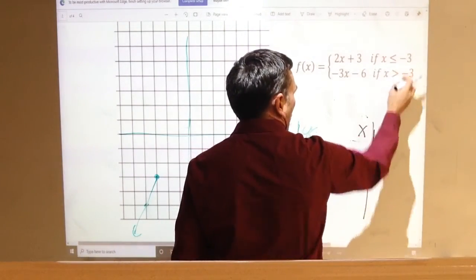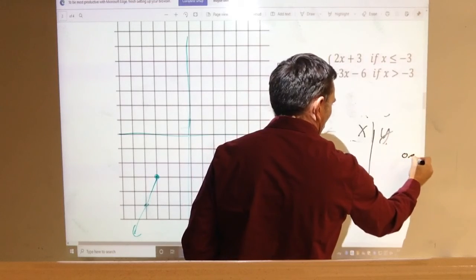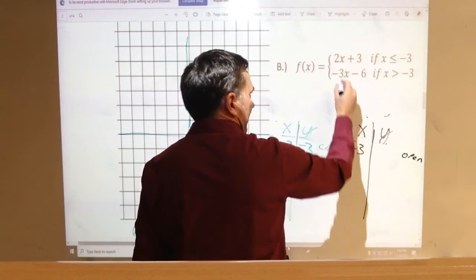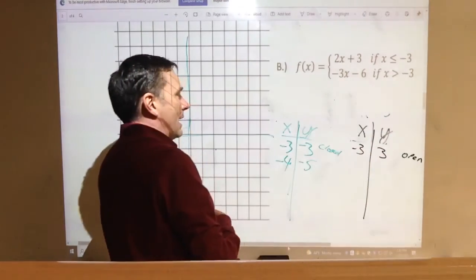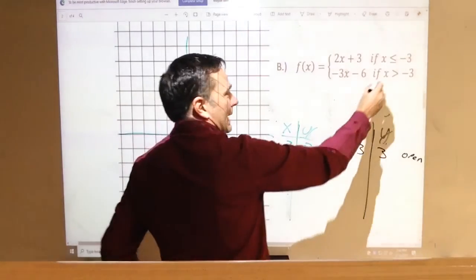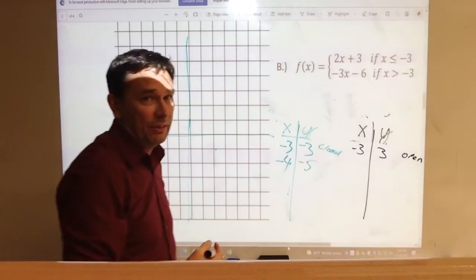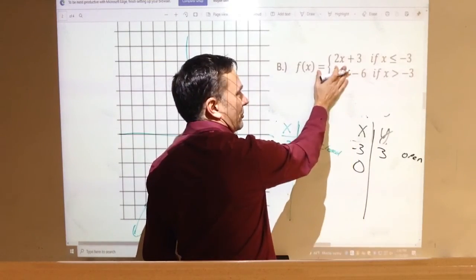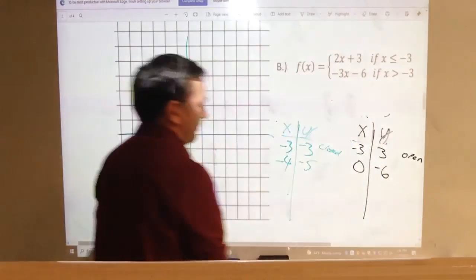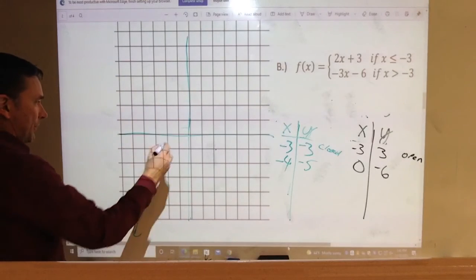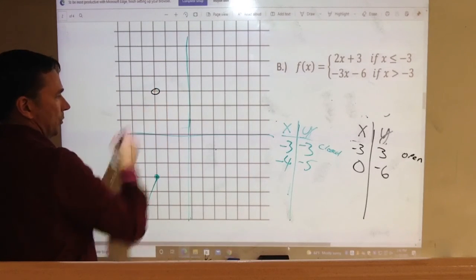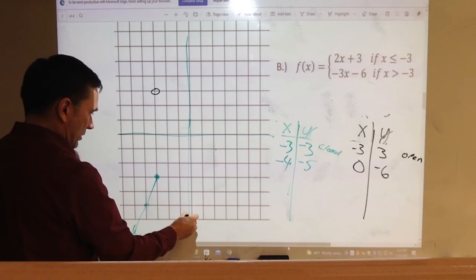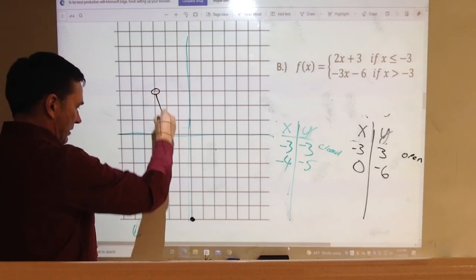The second equation, again, because this is x greater than negative 3, which means it's going to be an open circle to start with, I have to start with negative 3. When I plug it in, I end up with a positive 3. Now I can pick any point greater than negative 3, so I want to make it easy. I'm going to pick 0. When I put 0 in, this cancels out, so I have 0, negative 6. So I'm going to start at negative 3, positive 3, with an open circle, and 0, negative 6, just down there, and then draw my line.